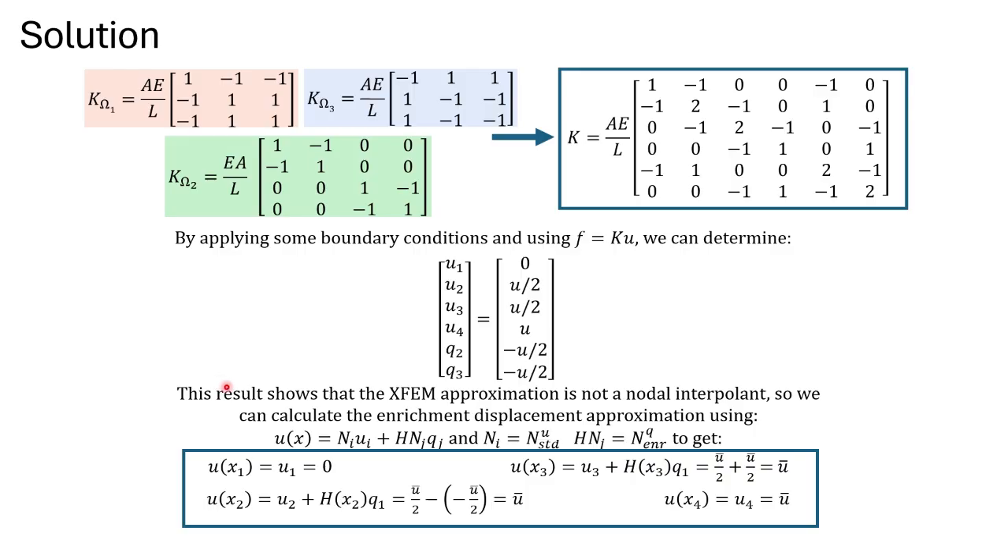From that, we see that the XFEM approximation is not a nodal interpolant. So then we can calculate the enrichment displacement approximation using our enrichment displacement equations and then our shape function equations as well. And that gives us the value of 0 for U at x1, and then we get the value of U, our displacement that we had at the beginning, for x2, and then we get the same for both x3 and x4 here.